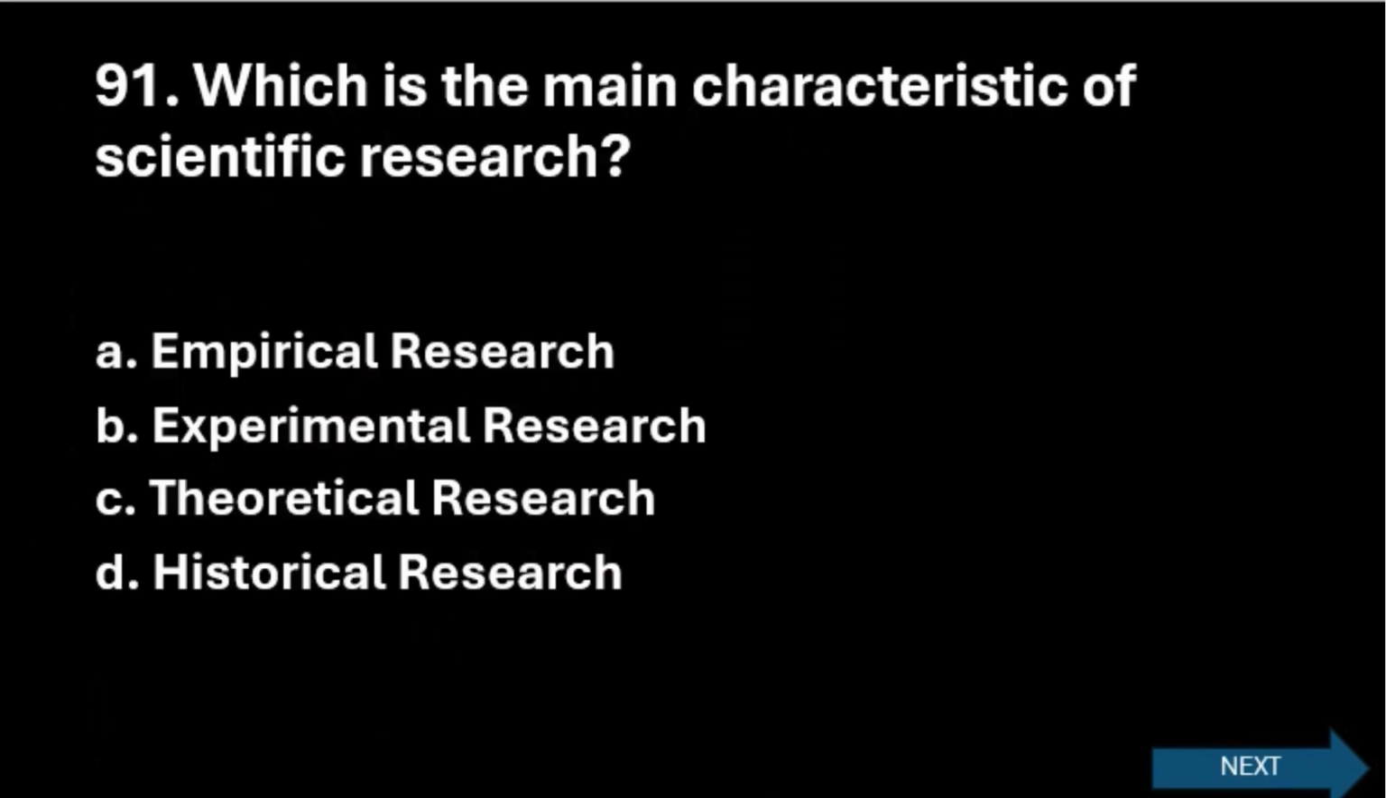Next question. Which is the main characteristic of scientific research? Option A, empirical research. Option B, experimental research. Option C, theoretical research. And option D, historical research. The right answer here is option A, empirical research.